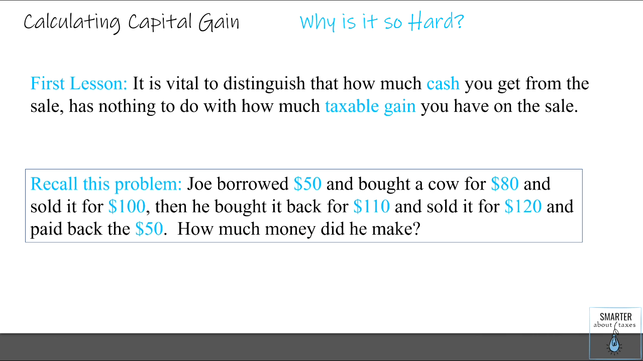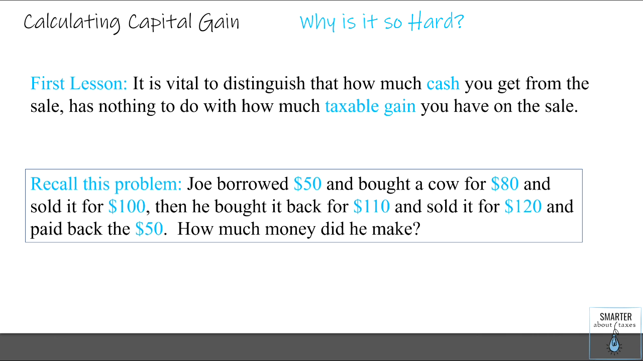Okay? Why is this so hard? I don't know. But if you remember this problem, you've seen it on the internet. Joe borrowed $50 and bought a cow for $80. Put in 30 of his own money, borrowed $50. Sold it for 100. Then he bought it back for 110 and sold it for 120 and paid back the $50. How much money did he make?